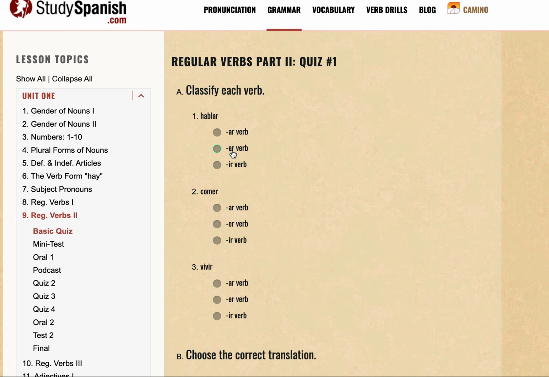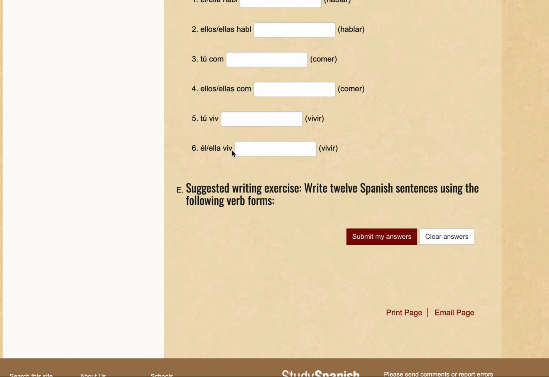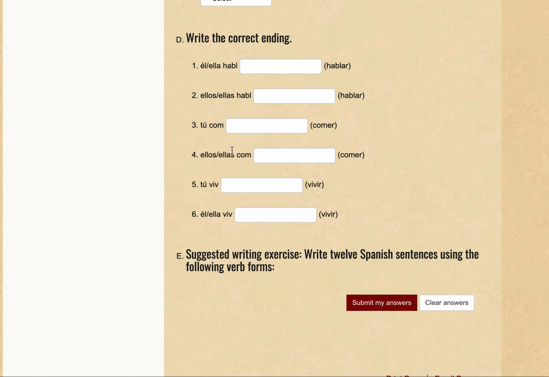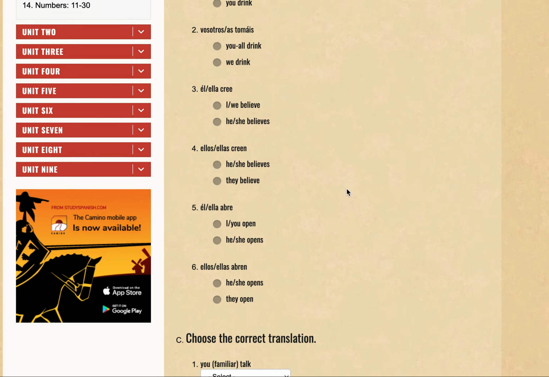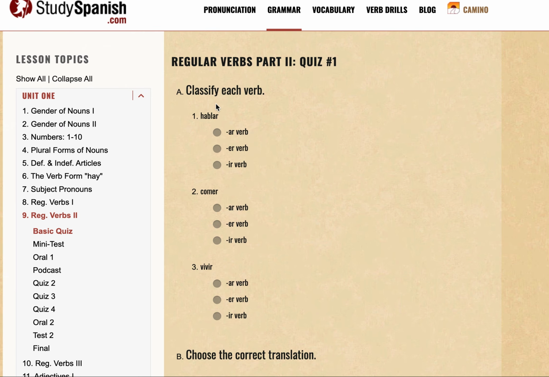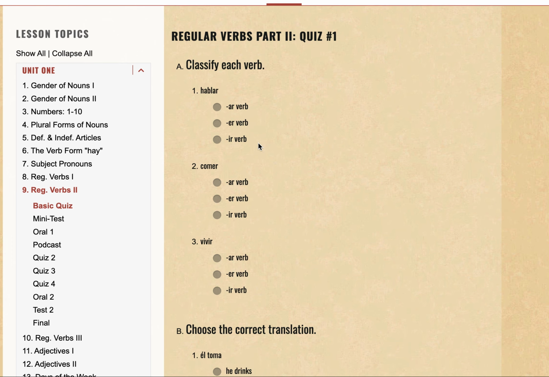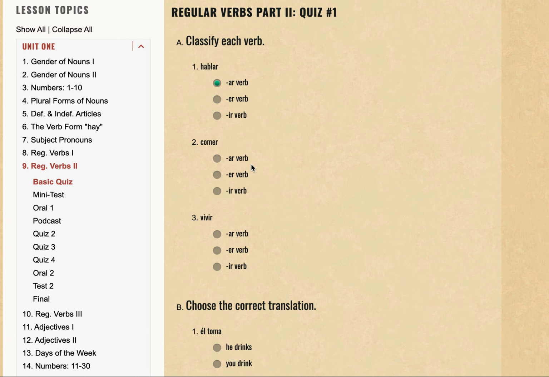Alright, so first of all, let's just scan through the page and see how long it is. Alright, it's not too bad. We have 5 sections. 12 Spanish sentences. So classify each verb. Hablar. It's an AR verb because you need to look at the ending of the verb, right? So it ends with AR, so that's why I select AR here, and it means to speak.